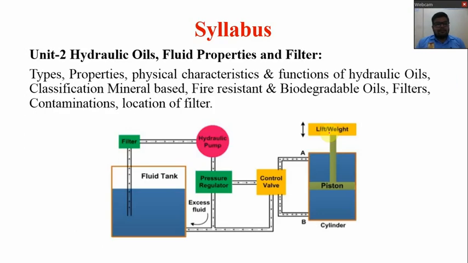Then the subject will be divided into 2 parts, that is, hydraulics and pneumatics. From unit number 2, we will go through the hydraulic systems. First of all, it will include the different types of oils, because in a hydraulic system pressurized oil is used, and different oils have different properties. Based on the physical characteristics and the functions of hydraulic oils, they will be selected as per the application.